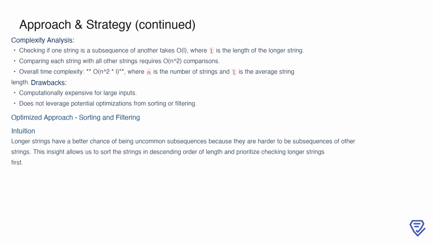To analyze its complexity, verifying whether one string is a subsequence of another takes O(L) time, where L represents the length of the longer string. Since we need to compare each string with every other string, the total number of comparisons becomes n squared, where n is the number of strings. Combining these factors, the overall time complexity is O(n² * L). This can become prohibitive for large inputs, especially if the strings are long. To address this inefficiency, we can leverage an optimized approach that utilizes sorting and filtering. The key insight here is that longer strings have a lower likelihood of being subsequences of other strings, which gives us a way to prioritize our checks and reduce unnecessary comparisons.